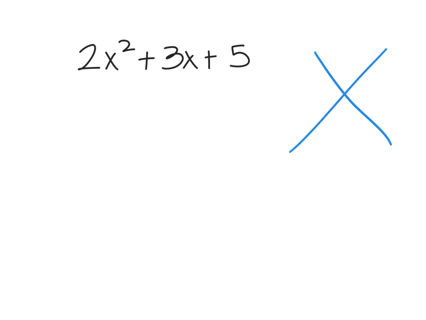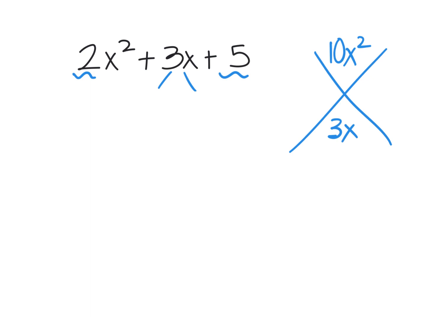Okay, so let's draw our thing out because we need to split this 3x up. So I know when I add, I want it to equal 3x. And then when I multiply, 2 times 5 is 10x squared, I want it to be 10x squared. So you have to think of what times what is 10, but when you add, you get 3.